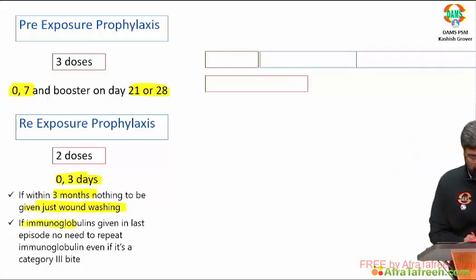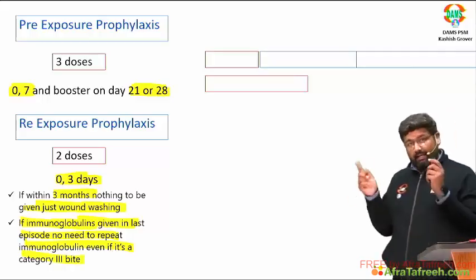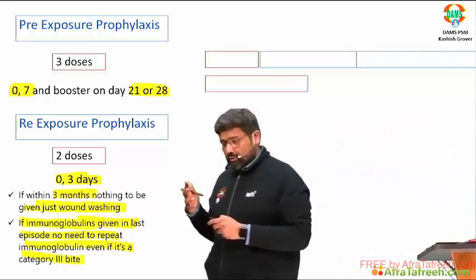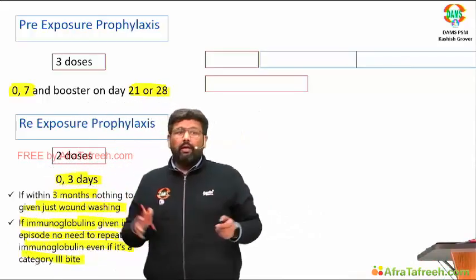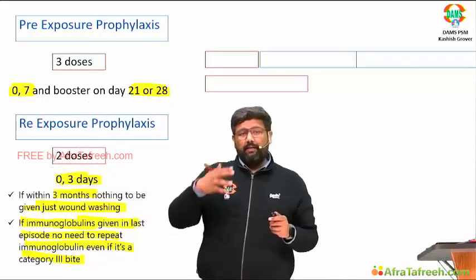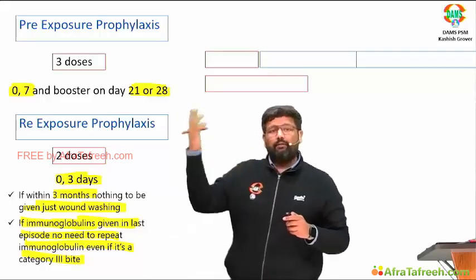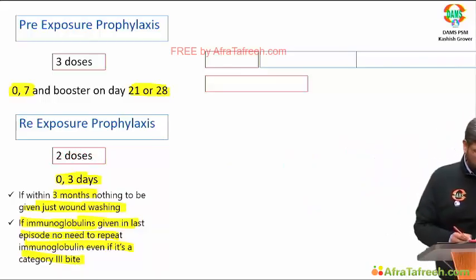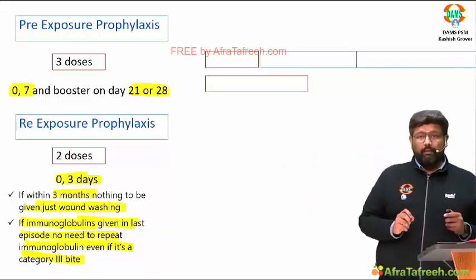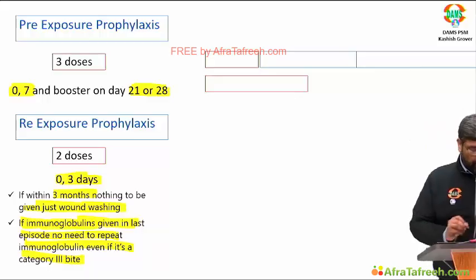Okay, what is re-exposure? If you have a case of re-exposure within 3 months, nothing to do. But if it is a re-exposure after 3 months, then you need to give vaccine only; immunoglobulins are not given.